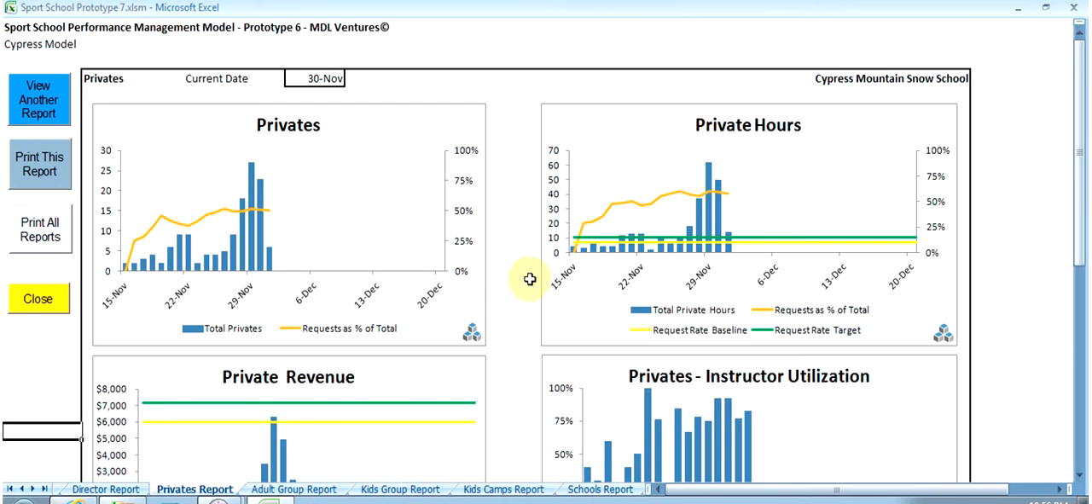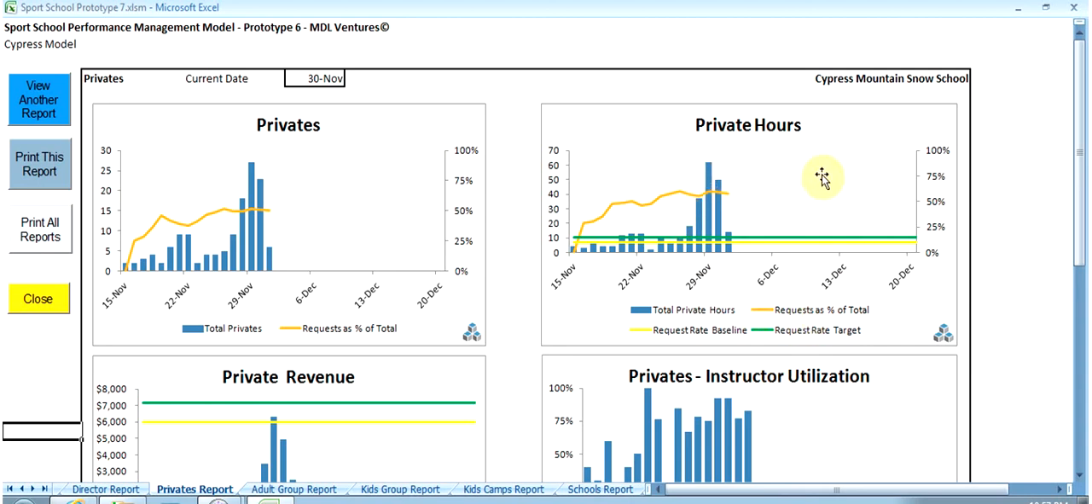In our privates reports, we've identified 4 key metrics that allow you to understand how your private programs are performing: total number of privates compared to requests as a percentage of total, total number of private hours, again comparing requests as a percentage of total. The difference between these two is privates is a simple count of the total number of privates, where private hours allows you to understand how you're performing with a varied number of privates programs, whether they're 1 hour, 2 hour, or all day programs.